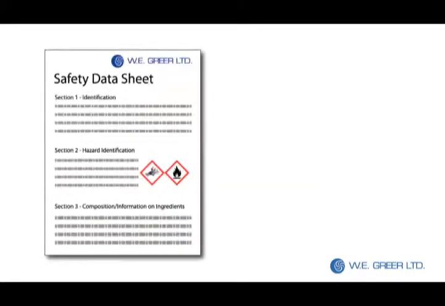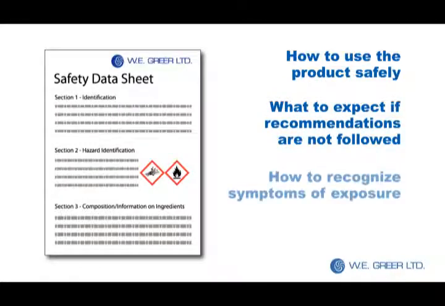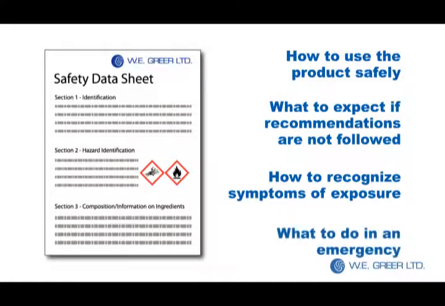Labels provide only the most important information for immediate use. Before using a chemical for the first time, the safety data sheet needs to be read. What is a safety data sheet? It is a summary document that provides information about a product, including how to use the product safely, what to expect if the recommendations are not followed, how to recognize symptoms of exposure, and what to do if emergencies occur.